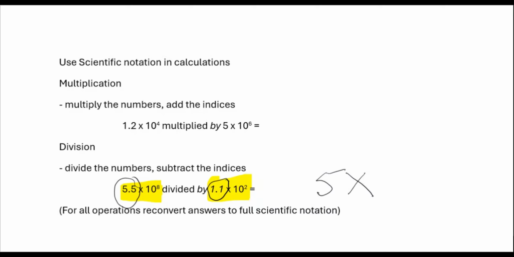We are dividing. Now subtract the exponents. Here the exponent of 10 is 8. Here the exponent of 10 is 2. So 8 minus 2 would be 6. So my answer would be 5 times 10 raised to the power 6. So remember, don't forget, when we multiply, we add the exponents. When we divide, we subtract the exponents. What do we do when we are adding or subtracting? Let's proceed.